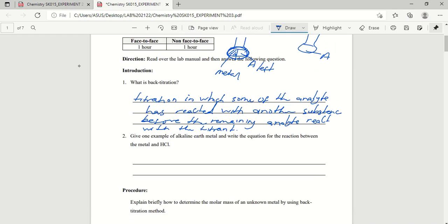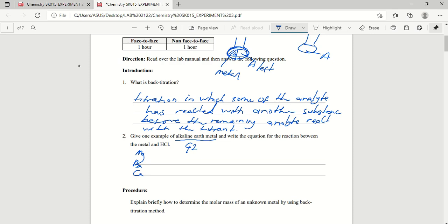Okay, so next, the second question, give one example of alkaline earth metal and write the equation for the reaction between the metal and hydrochloric acid. Alkaline earth metal is metal that is in group 2. So for example, we can choose magnesium, barium, calcium, and so on.